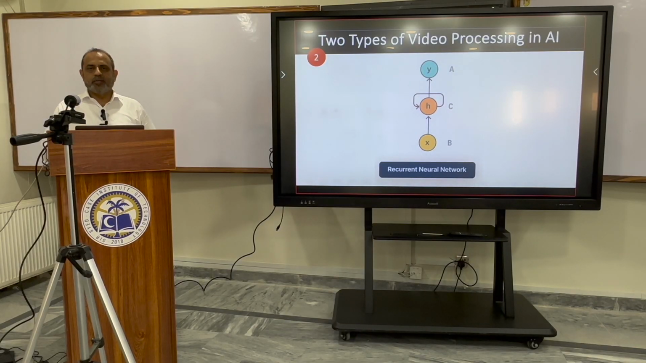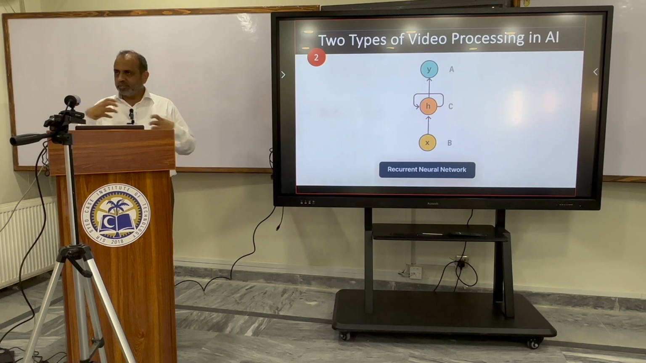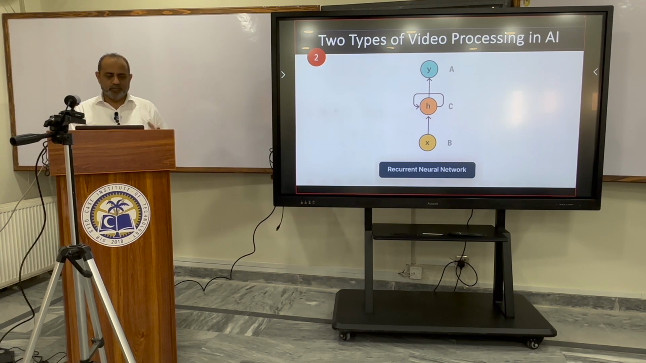The other approach is the recurrent neural network, which has some memory, and so you feed frame by frame. You feed one frame, then the other frame, and it keeps extracting what it needs from every frame. Recurrent neural networks have been very famous. We'll cover all these topics once we come to them.